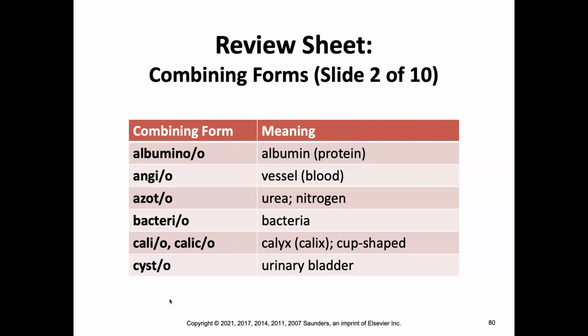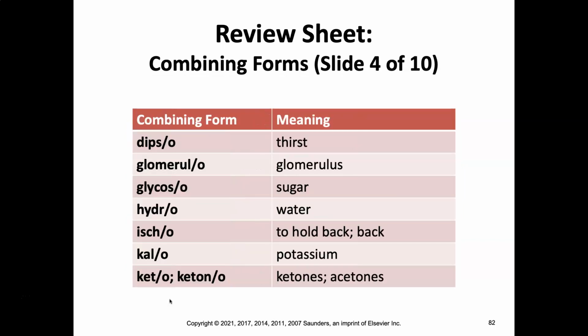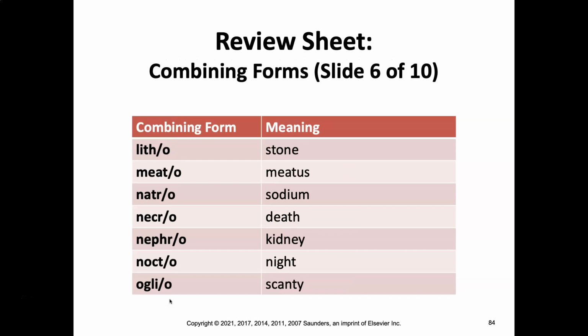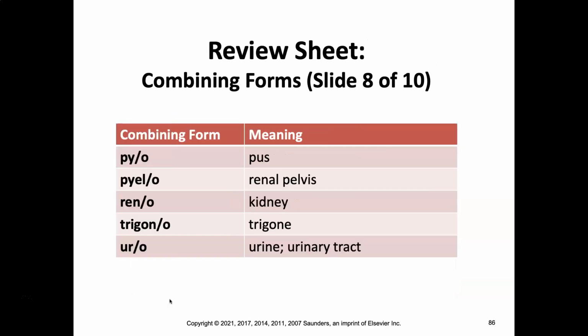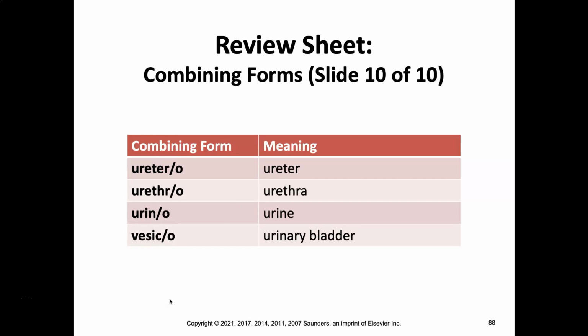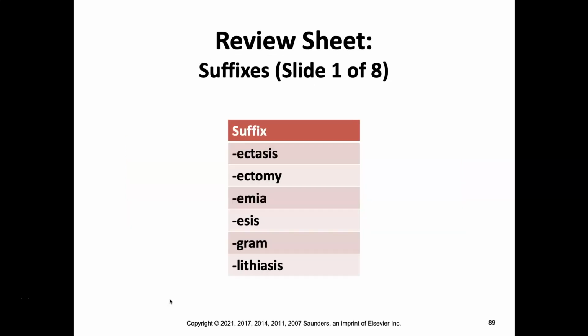All right, combining forms: albumino, angio, azoto, bacterio, calio or calico, cysto, dipso, glomerulo, glycoso, remember we had sugar, hydro, ketono, litho, natro, necro, nephro, oligo, reno, trigono, uro, uretero, urethro, urino, vesico. It just really depends on how you're doing it.